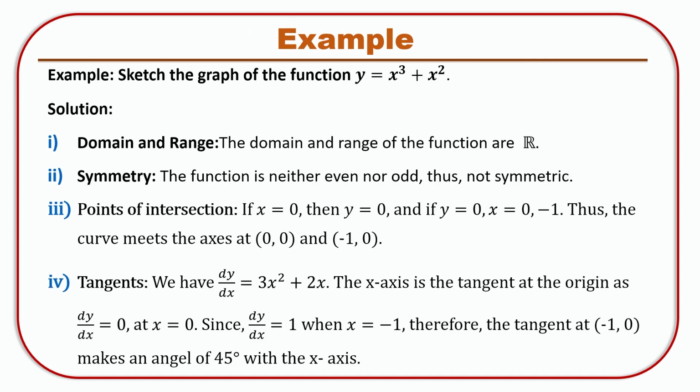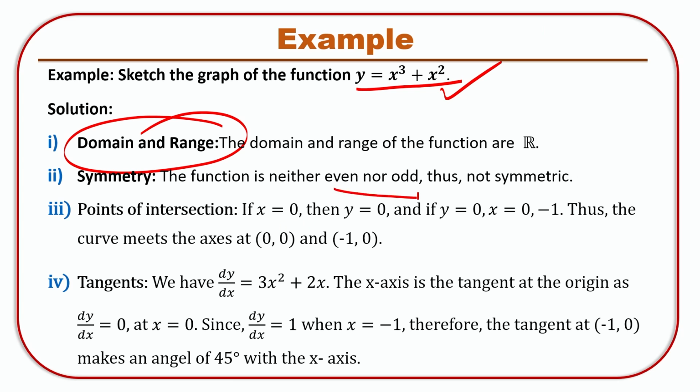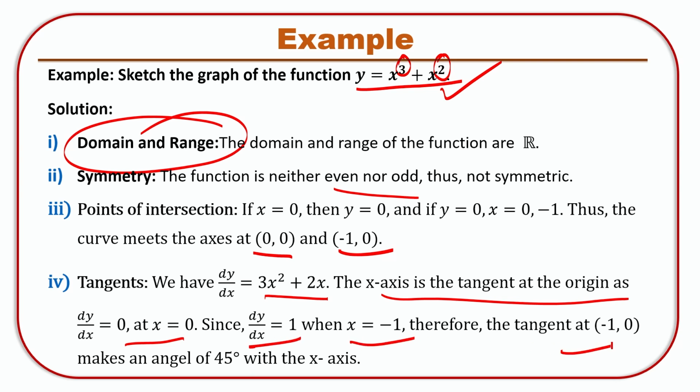This is another example where you will find y equal to x cube plus x square. The domain and range are R itself, there is nothing to do. Symmetry: the function is neither even nor odd, you can see 3 and 2 here, so there is no symmetry at all. Points of intersection: putting y equal to 0, 0, 0 is one of the points and minus 1, 0 is also a point. Tangents: we have 3x square plus 2x. So, the x axis is the tangent at the origin, where it is equal to 0. So, dy by dx equal to 1 when x equal to minus 1. Therefore, the tangent at minus 1, 0 makes an angle of 45 degrees with the x axis.